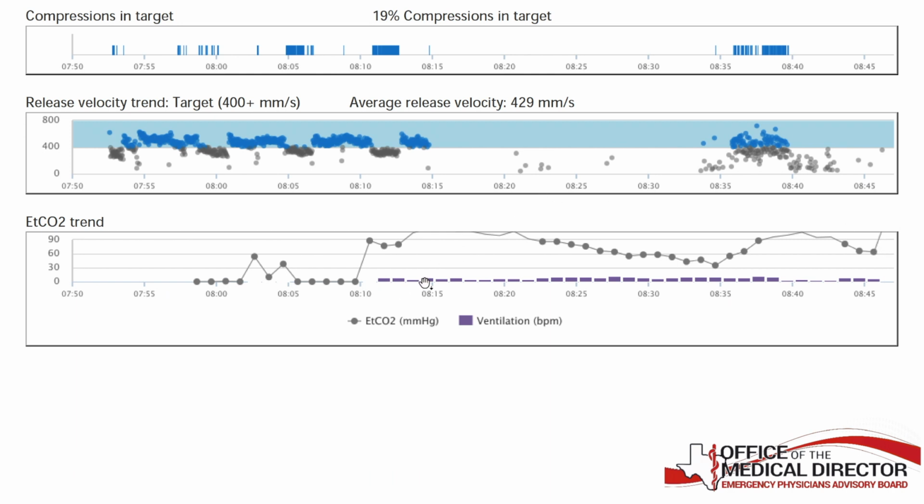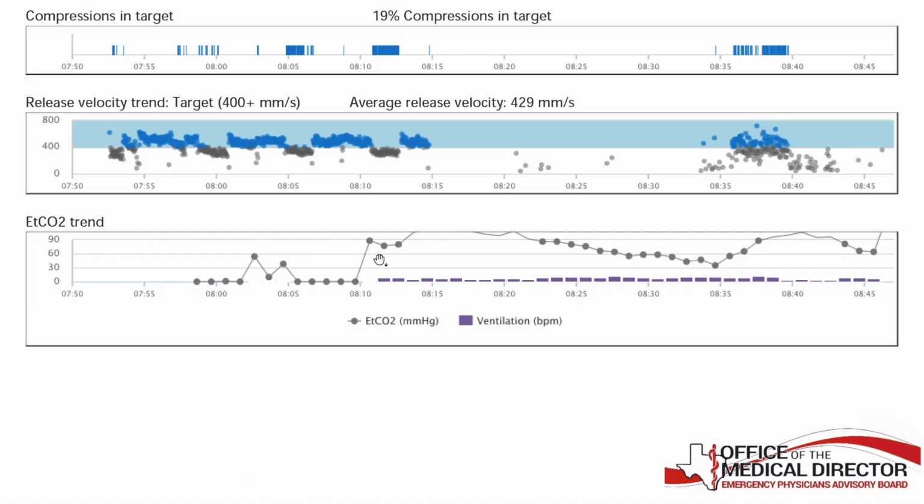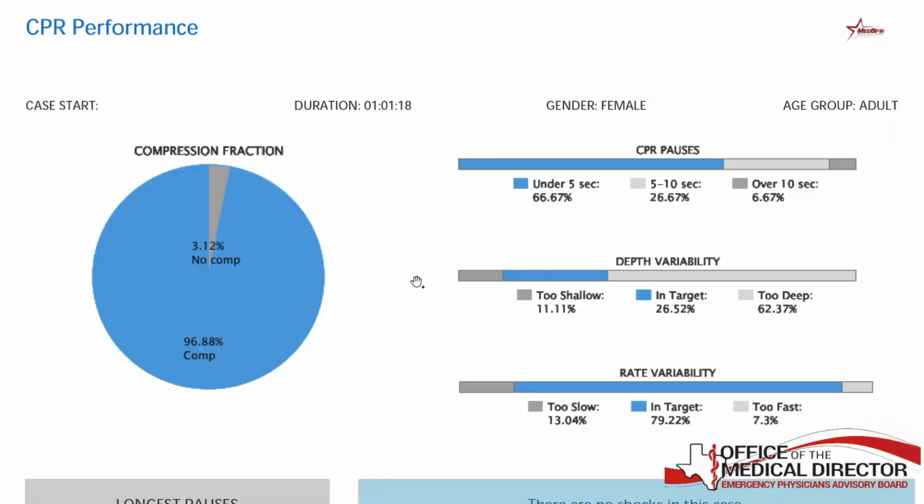The purple bars represent ventilations per minute. It really does you no good seeing it on here because it doesn't tell you how many. So I guess if you're up around 30 or something, you could sort of tell how many. Obviously we're not going to be that high per minute, so there it is. Alright, as we scroll down, some really good information on the second page.